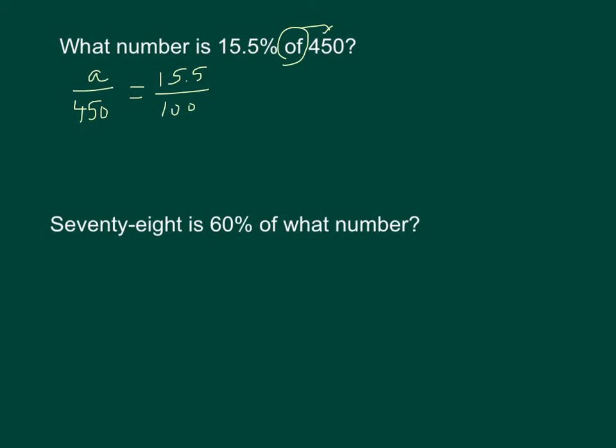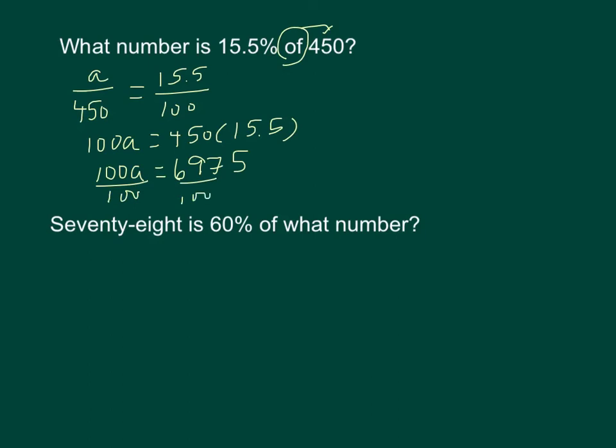So I'm just going to do 100A equals 450 times 15.5. So I get 100A equals 6,975. Divide both sides by 100, and A equals 69.75. Okay, and last example, 67 is 60% of, there's that keyword, what number?